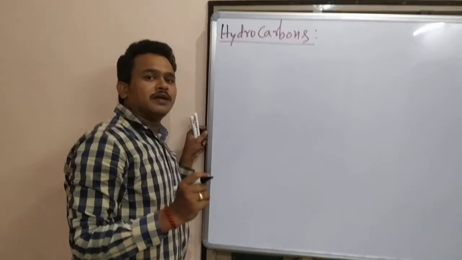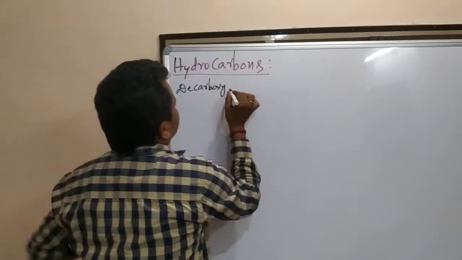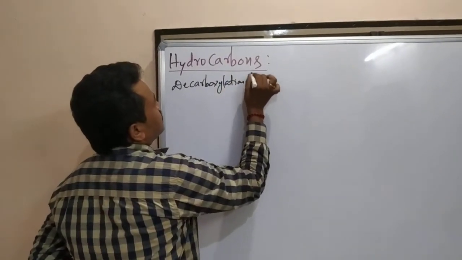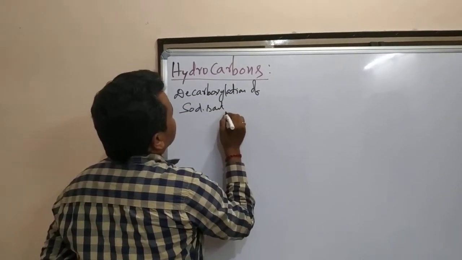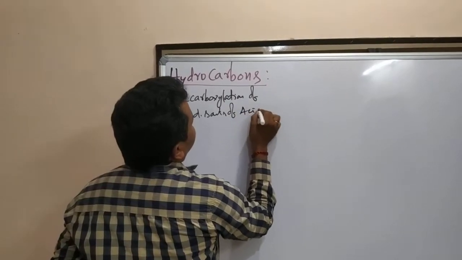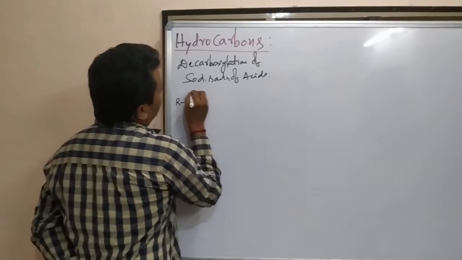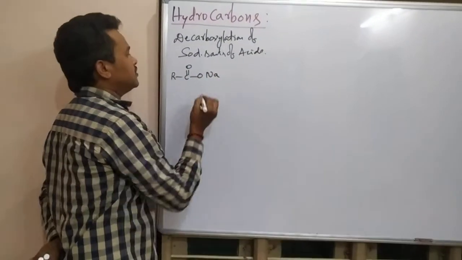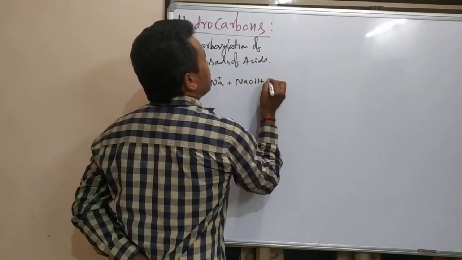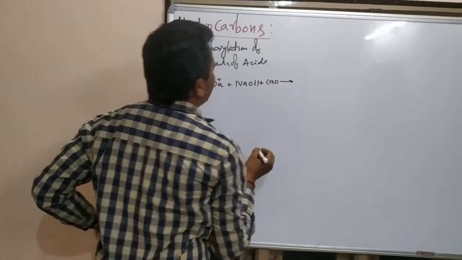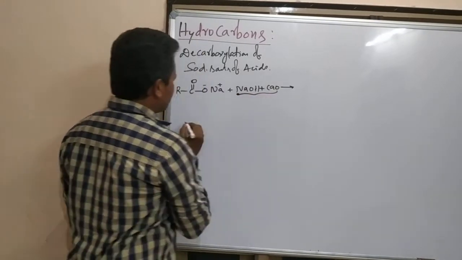Now the other preparation method is decarboxylation, decarboxylation of sodium salts of acids. What I will take is anything here, RC double bond ONa. This is a sodium salt, in the presence of NaOH plus CaO. This NaOH and CaO is called soda lime.